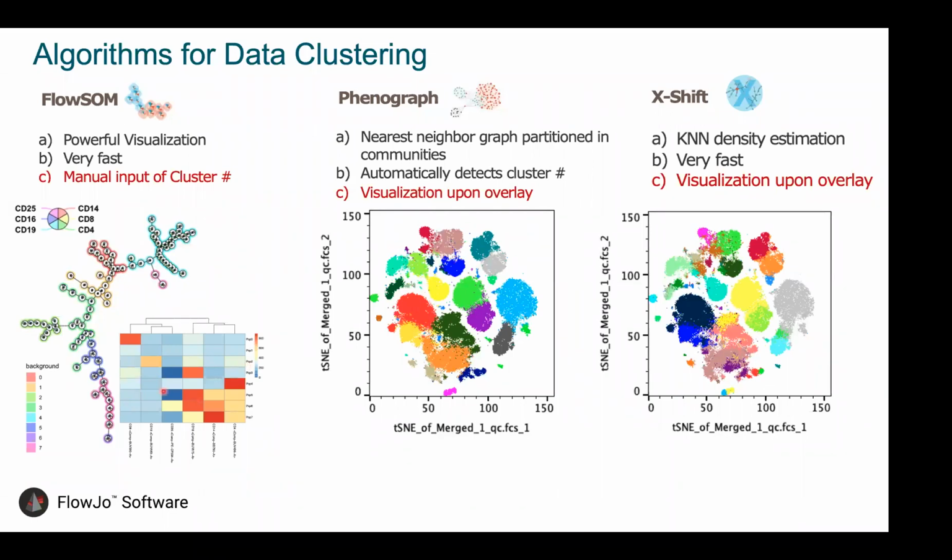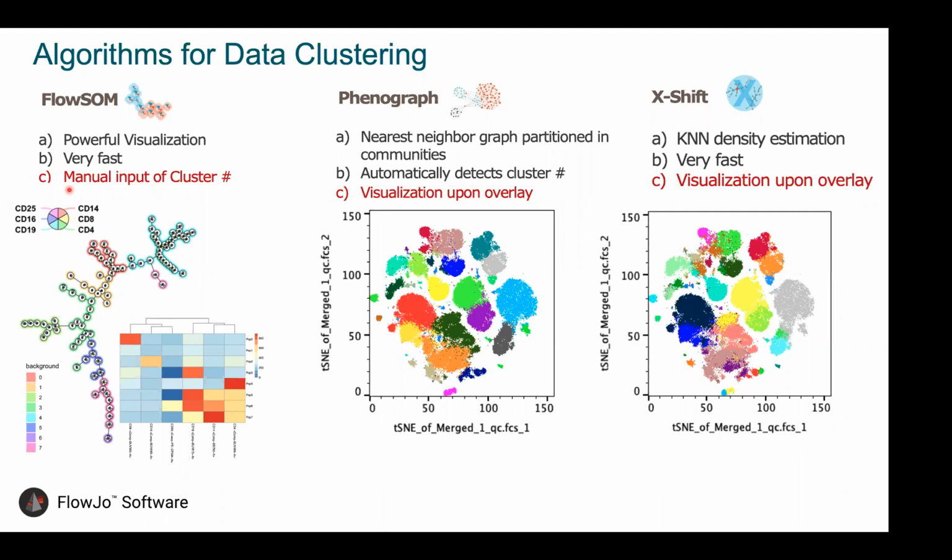It's quite fast, and the only disadvantage is that we have to manually input the number of clusters. So this can make it a bit more difficult in case we have a new data set and we're not sure about the clusters we have. FlowJo will need you to type in the number of meta clusters that you want to have.